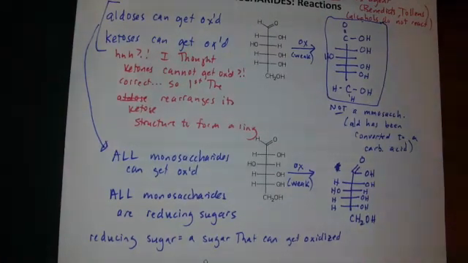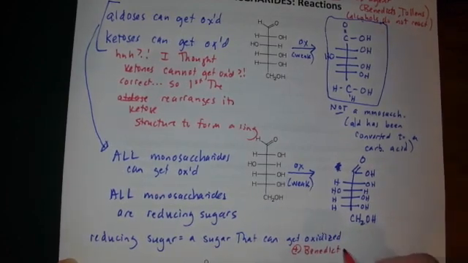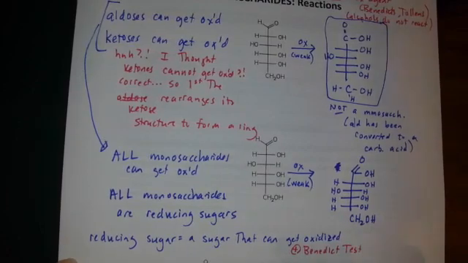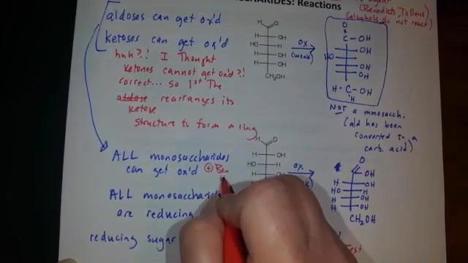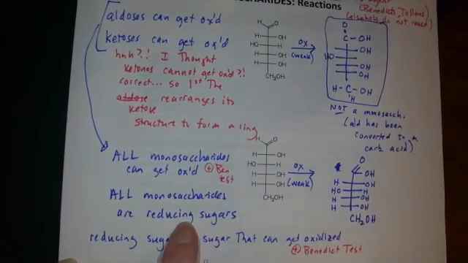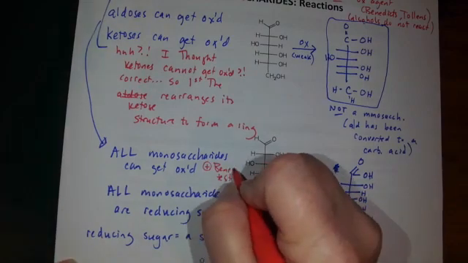And what you've seen in the lab is that can get oxidized would mean a positive Benedict's test. That's how you would measure that in the lab. So all monosaccharides will give a positive Benedict's test. All monosaccharides are reducing sugars. That means they will give a positive Benedict's test.